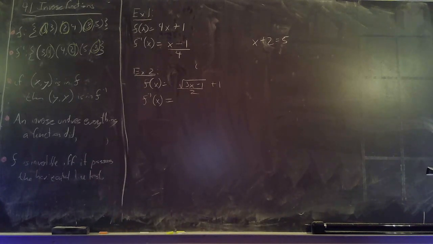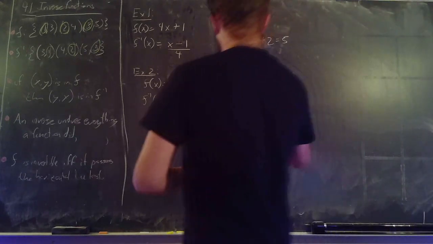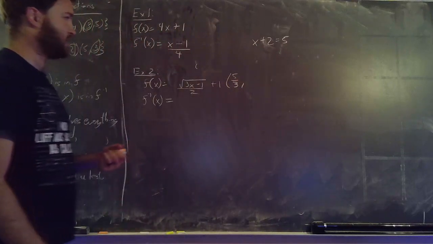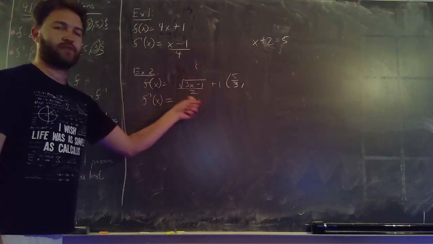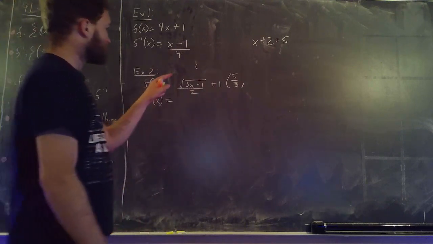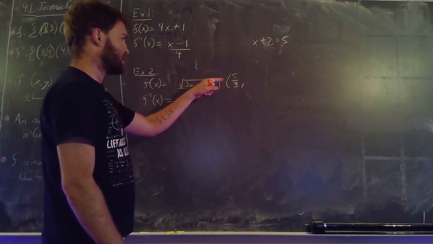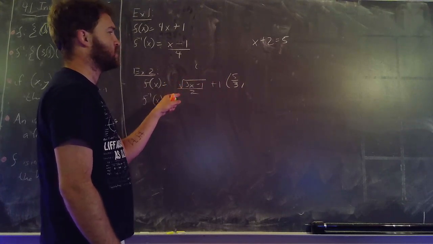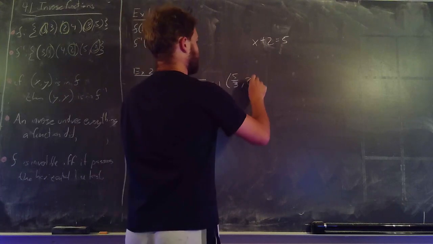If we let x equal to 5/3, because I know that one will work. If we let x equal 5/3 here, let's see what the output value is before we figure out what the inverse function is. 3 times 5/3 is going to be 5. 5 minus 1 is 4. Square root of 4 is 2. 2 over 2 is 1, and 1 plus 1 is 2.